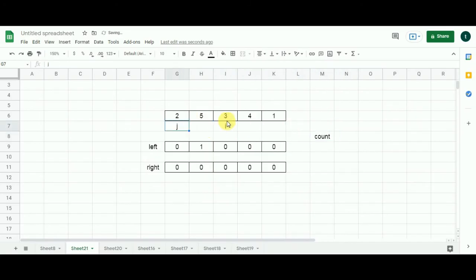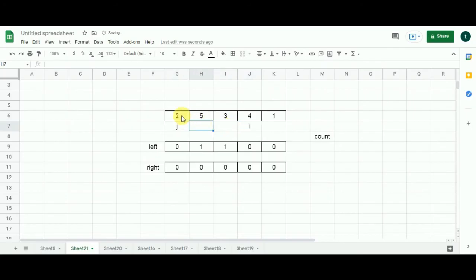We have 3 and 2 here. 3 is greater than 2. So count increments by 1. Now J moves ahead and represents 5. Is 3 greater than 5? No. So count variable stays the same, and since J has completed all its iterations, I populate the value of count in this cell and clear the count variable. Now I moves one cell to the right and J goes back to its base position.